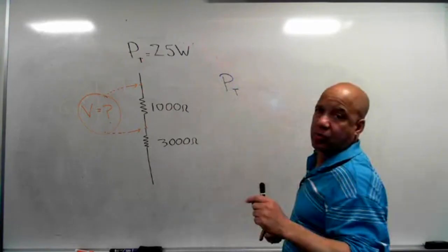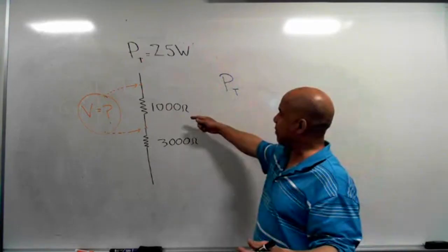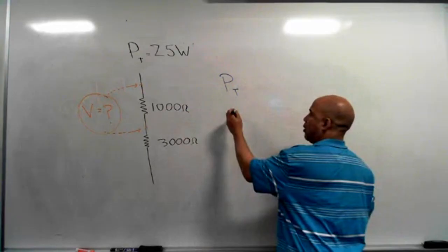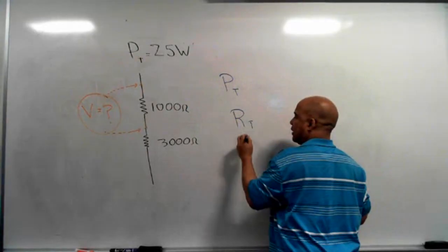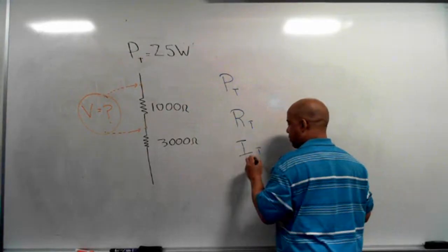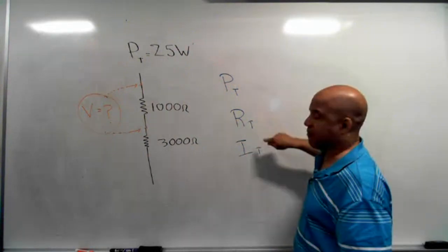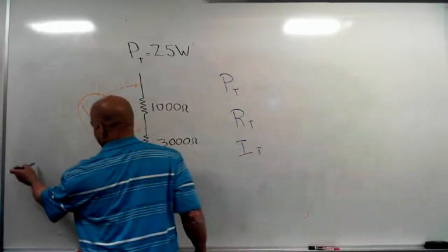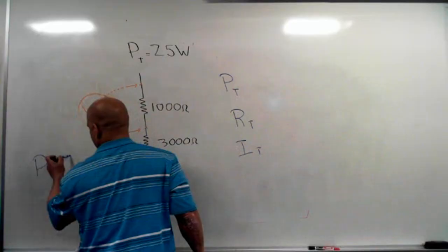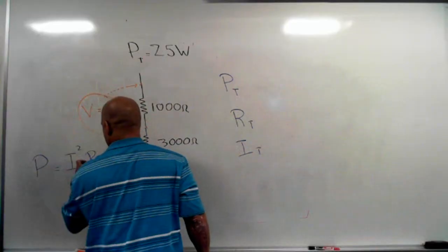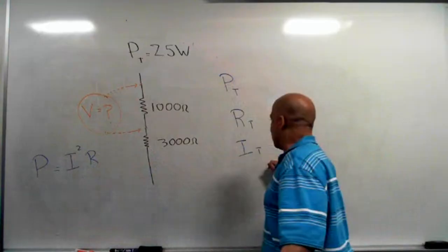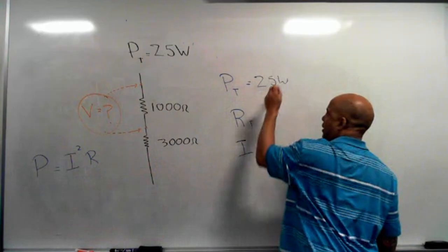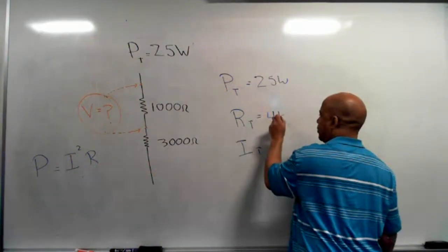They also gave me the total resistance. You might not think about it, but I can add these up to get the total resistance. So if I work with total power and I work with total resistance, and I can also work with total current. So I know this and know this. I can find that if I have an equation that relates these three. Well, I do. Watt's law says P equals I squared times R. So by listing what you know and what you're looking for, I know this is 25 watts. I know this is 4,000 ohms.